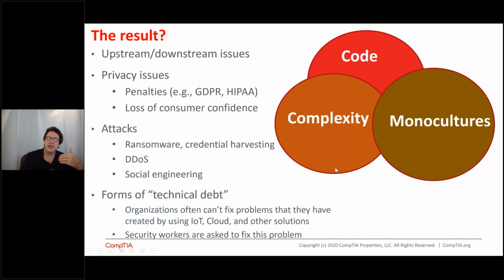So as a result, we end up with all sorts of issues. We can end up with privacy issues, right? If we're guardians of identity and we've created bad code or complexity that we can't manage, or monocultures that can get infected easily, we can end up out of compliance with things such as the California Privacy Act or GDPR if you do business with Europe, HIPAA with healthcare in the United States. You get the idea. You get ransomware and all sorts of fun things like that.